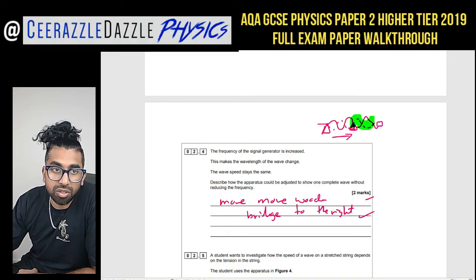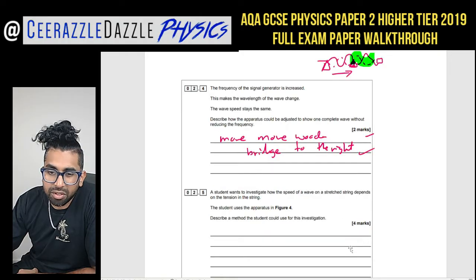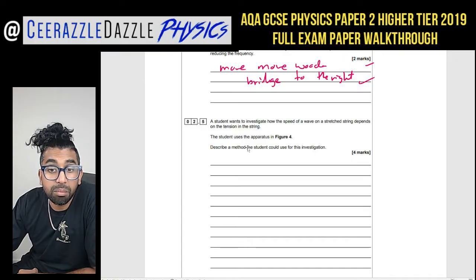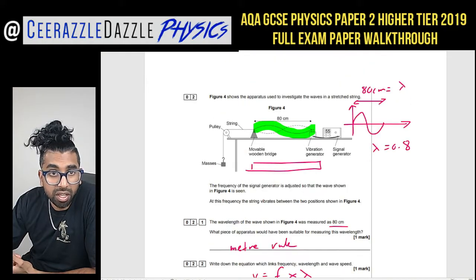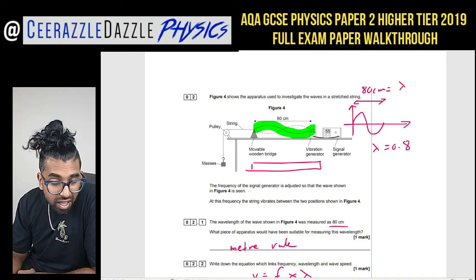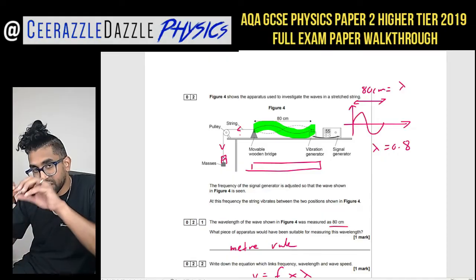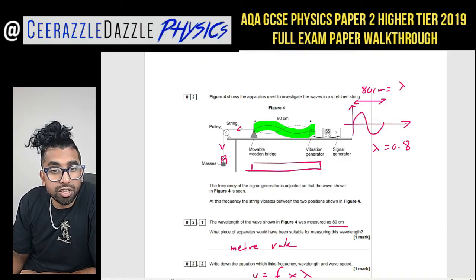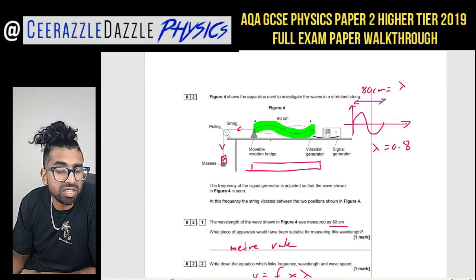2.5. A student wants to investigate how the wave speed on a stretched string depends upon the tension in the string. Describe a method the student could use for this investigation. 4 marks. So you're trying to see how tension affects the wave speed. If you look at the diagram, what we're going to be doing is increasing the mass over here because this will increase the tension. Don't forget the tension, that pulling bit, you can only increase it by adding the masses over here.